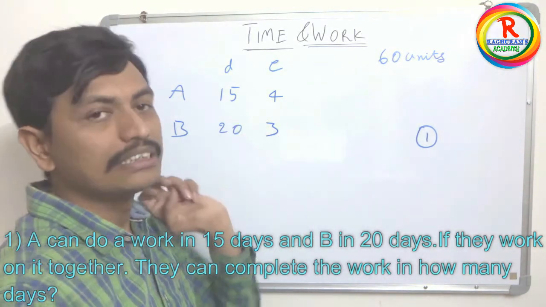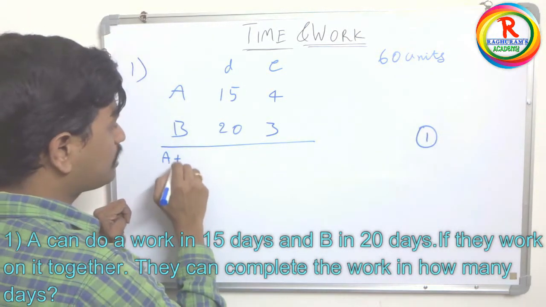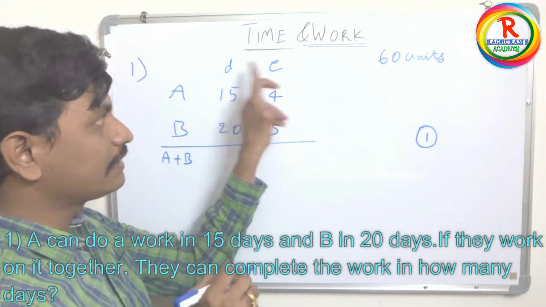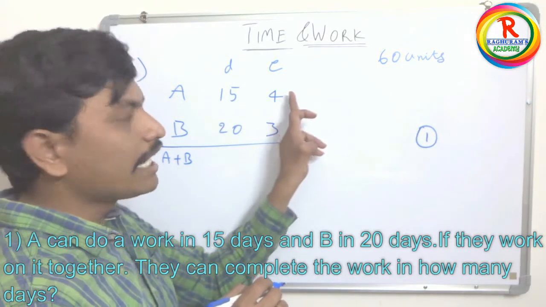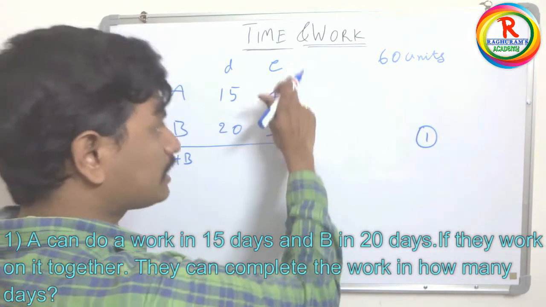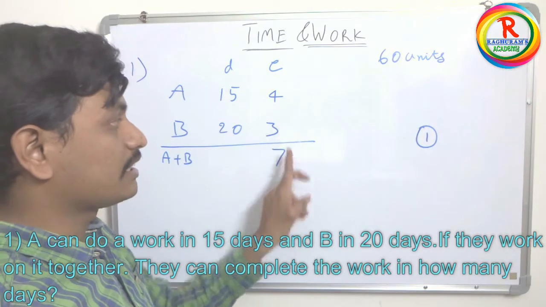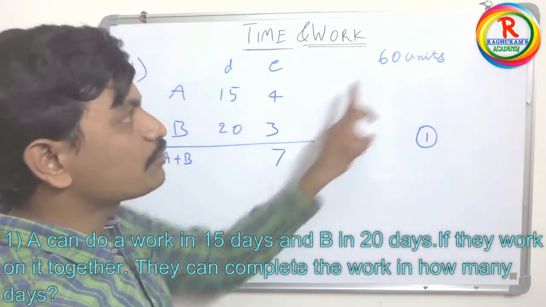So 23 is 60 units; he can complete in 20 days. So we need A plus B. Always do like this: take days and efficiency, 15, 20. The efficiency is 4 units per day and 3 units per day. First get the LCM of these. So the addition of 4 plus 3 is 7.